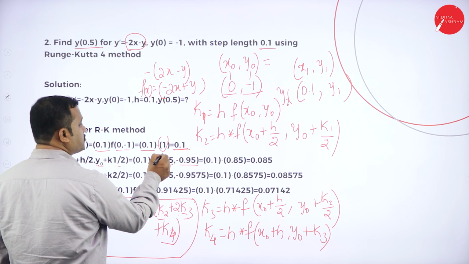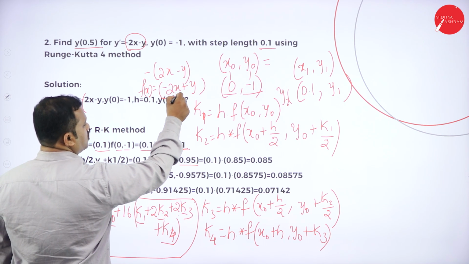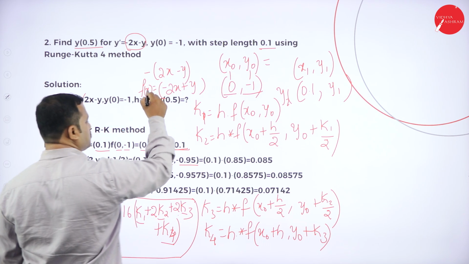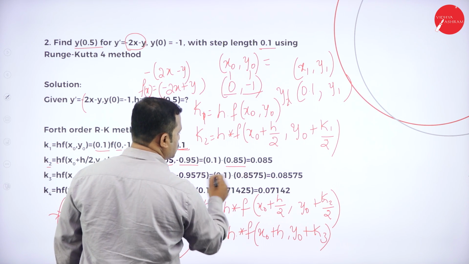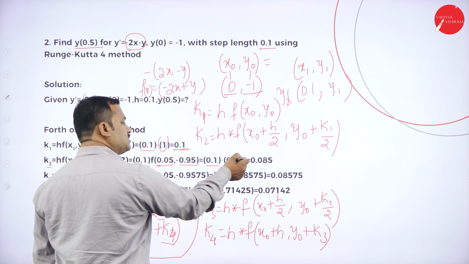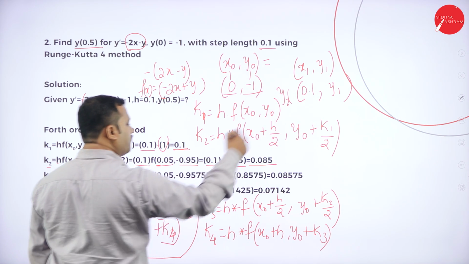So these values are substituted in this equation. 2 into minus 2 into 0.05 plus of minus 0.95. That gives me the value of this f of x, which is equal to 0.85. That has to be multiplied by h. That is h into f of x0, x1, comma y1. Now it is equal to 0.085.